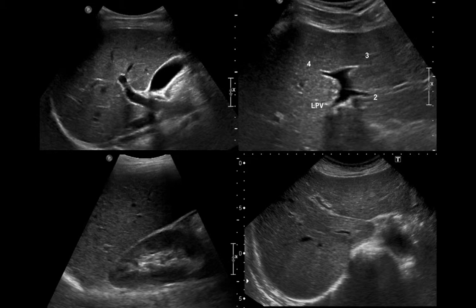Where is the CBD? From the gallbladder, trace down to the portal vein, and you can see a tiny, thin black tube here. That's the CBD. Normally it is very small, but when you can see two parallel tubes, just like a shotgun, that means dilatation.